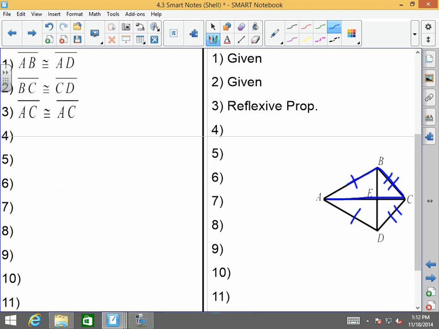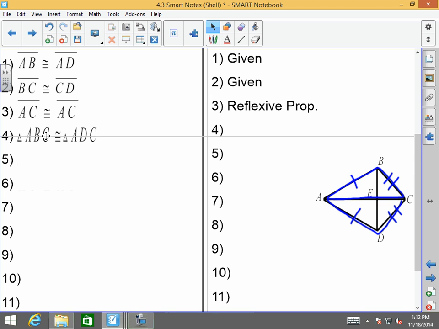So now I have these two triangles. And what do we know about these two triangles that I highlighted in blue here? They're absolutely congruent. Great job. Triangle ABC is congruent to triangle ADC because of side, side, side.